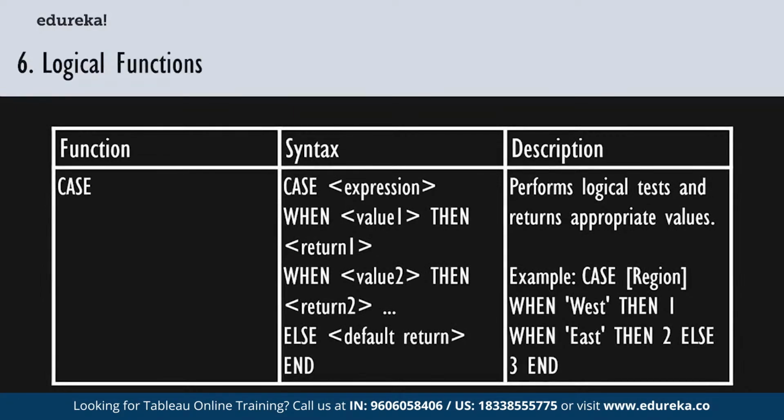Next, you have case. If any of you are from the coding background, you can relate it with the switch case. It performs a number of logical tests and returns appropriate values. The case function evaluates an expression, compares it to a sequence of values, and returns a result. When a value that matches the expression is encountered, case returns the corresponding return value. If no match is found, then the default return expression is used, and if there is no default return and no values match, then null is returned.